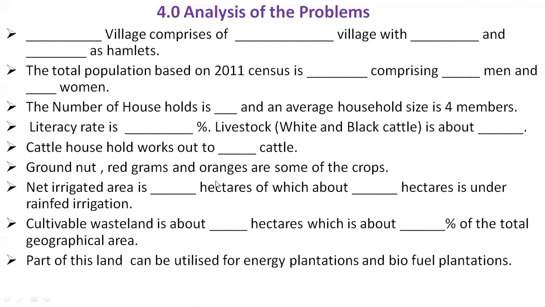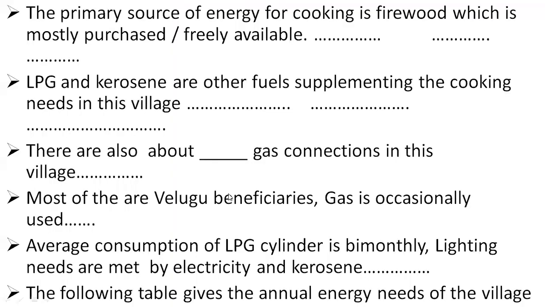Net irrigated area is so many hectares, and so many hectares is under rain-fed irrigation. Cultivable wasteland is about so many hectares, which is so much percentage of the total geographical area, and part of this land can be utilized for energy plantations or biofuel plantations, which you might recommend if you find it significant. So this is how you will be analyzing the problems.